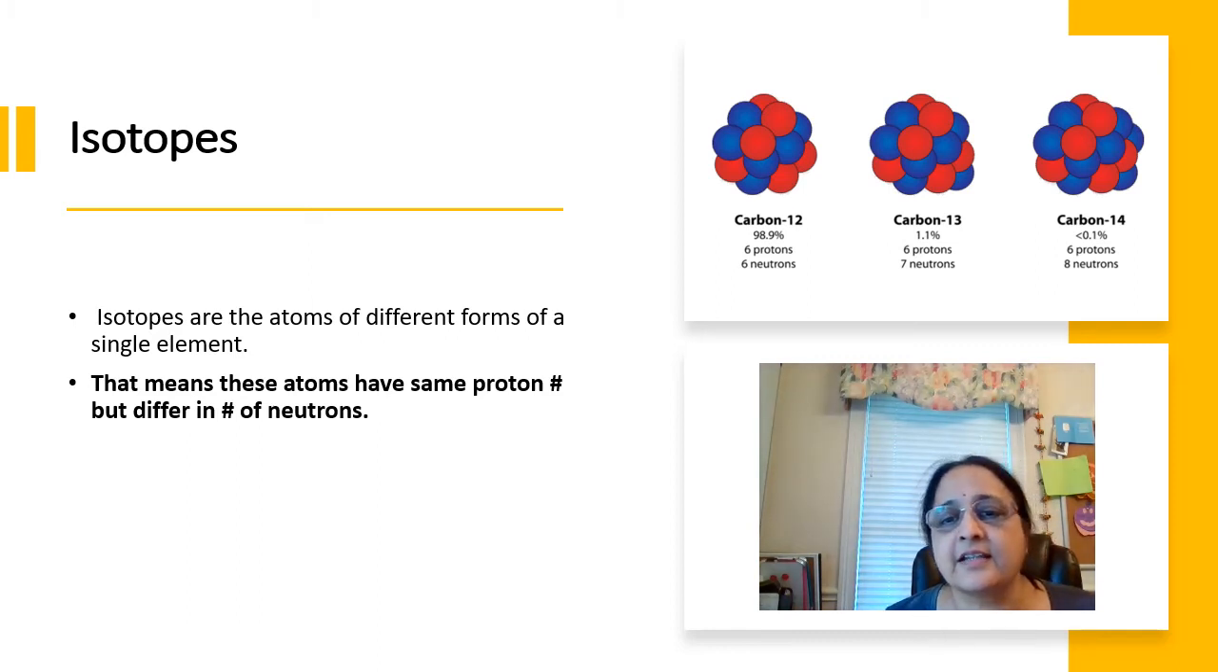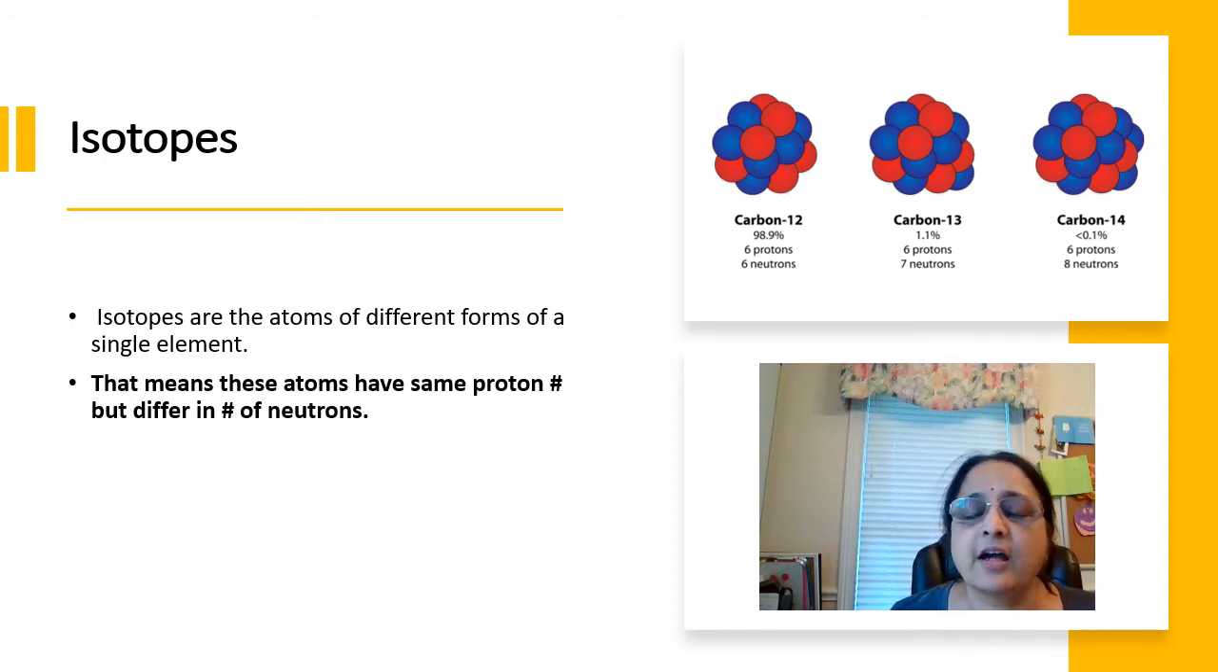And let's take the example of carbon. So all these three varieties that are shown in the diagram are the different forms of atoms of the single element carbon. So carbon 12 is one isotope, carbon 13 is another isotope, carbon 14 is another isotope. So if you see here, carbon 12 has 6 protons and 6 neutrons.